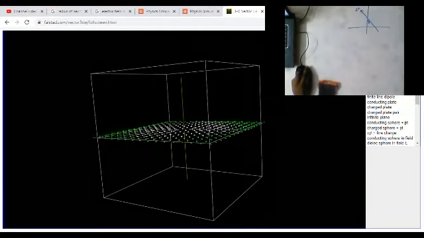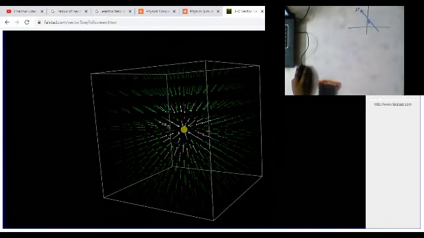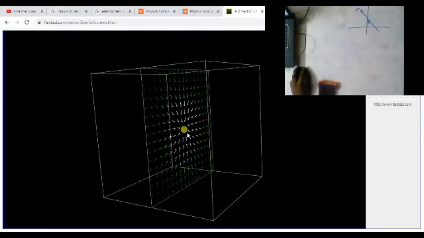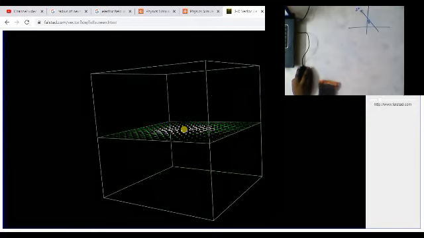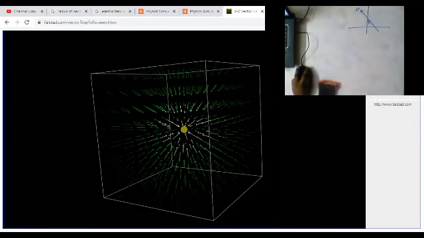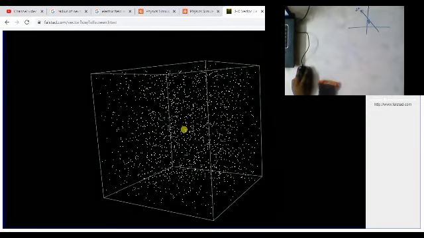Sir, first of all, how is it for a point charge? When a point charge is there, this is the behavior. In the x-axis, the behavior of the point charge is like this. In the y-axis, this is the behavior. And in the z-axis, this is the behavior. Whenever there is no slicing, this is the field vectors. With respect to the force on particles, you can see.